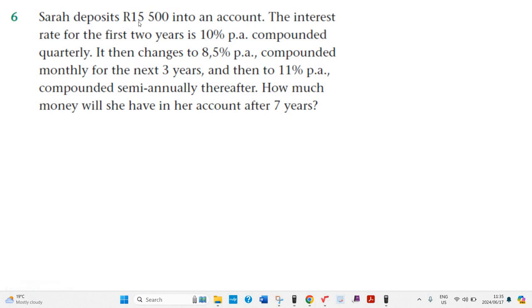Okay, if you've read through this problem, she starts with a certain amount, and then after 2 years, she has an interest rate of 10% compounded quarterly, and then it goes to 8.5% for another 3 years. So that's 5 years, and then 11% semi-annually. That's twice a year for 2 more years to make 7.